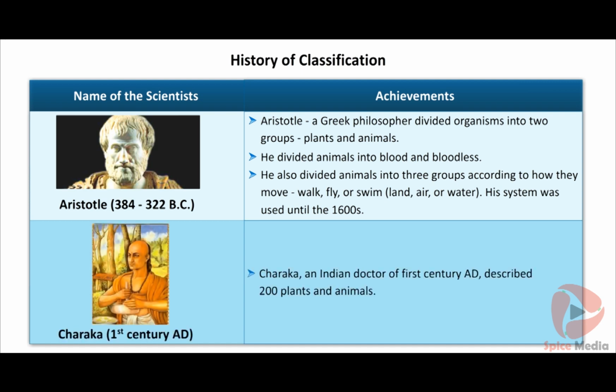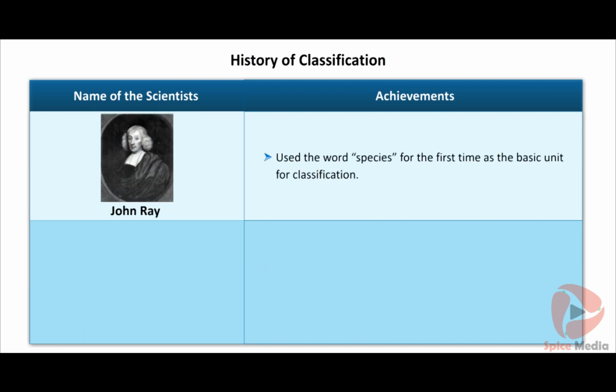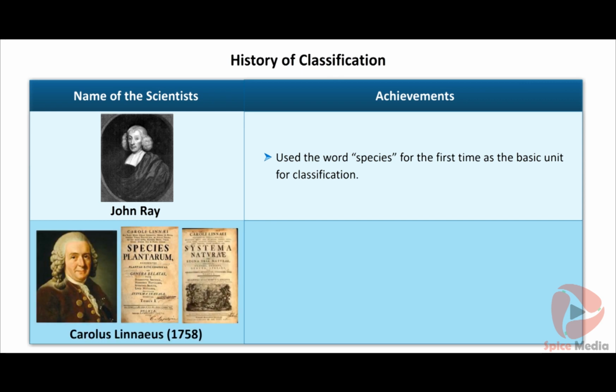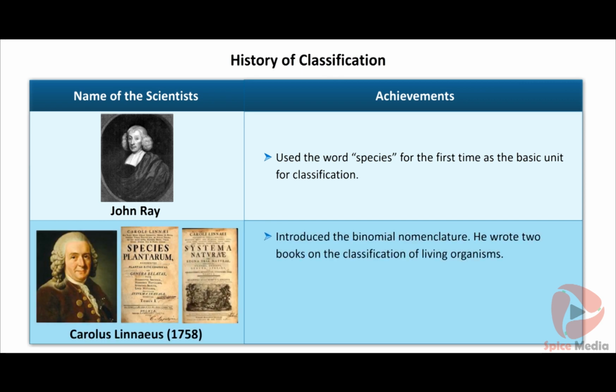Charaka, an Indian doctor of 1st century AD, described 200 plants and animals. John Ray used the word species for the first time as the basic unit for classification. Carolus Linnaeus, 1758, introduced the binomial nomenclature. He wrote 2 books on the classification of living organisms, Species Plantarum for plants and Systema Naturae for animals.